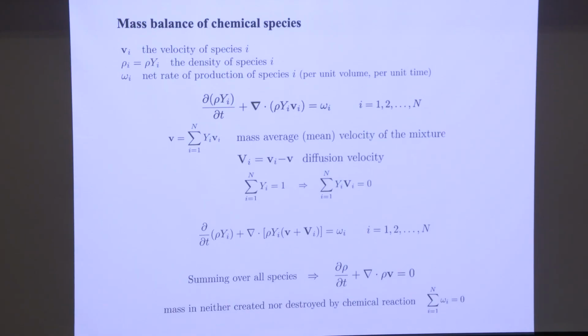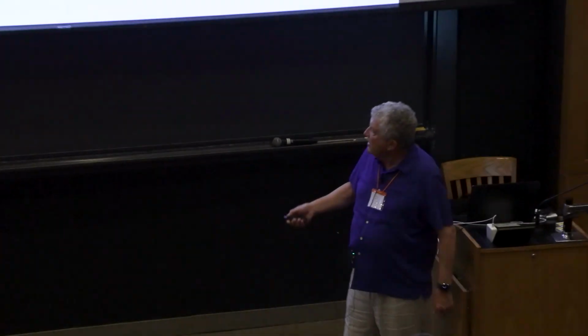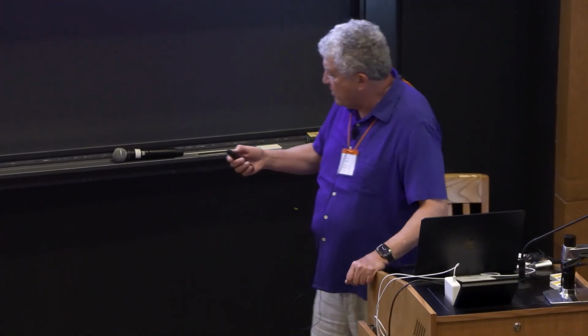If we sum this equation over all i, we get the conservation equation of the mixture, the mass conservation equation for the mixture. Clearly, when you sum that up, the sum of omega_i is equal to 0. This is a statement that during chemical reaction, total mass is neither created nor destroyed. In other words, species change identity, but there is no more mass in the system.